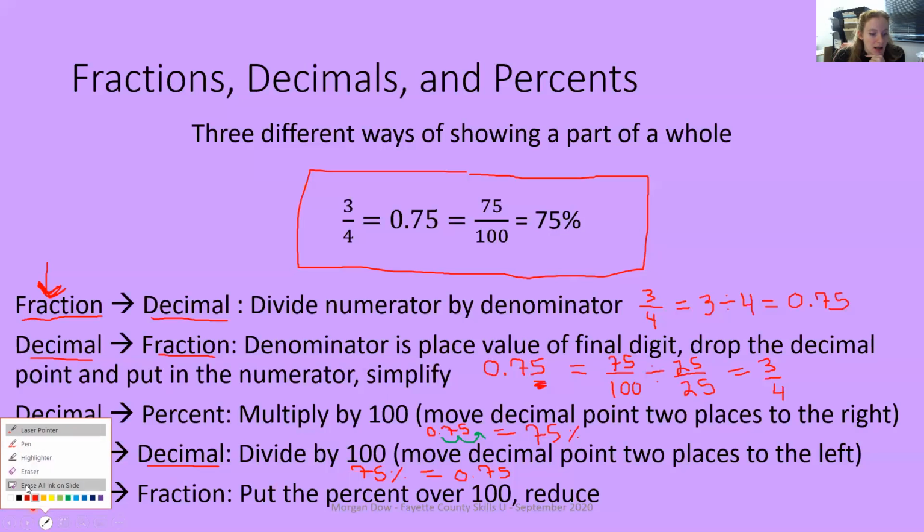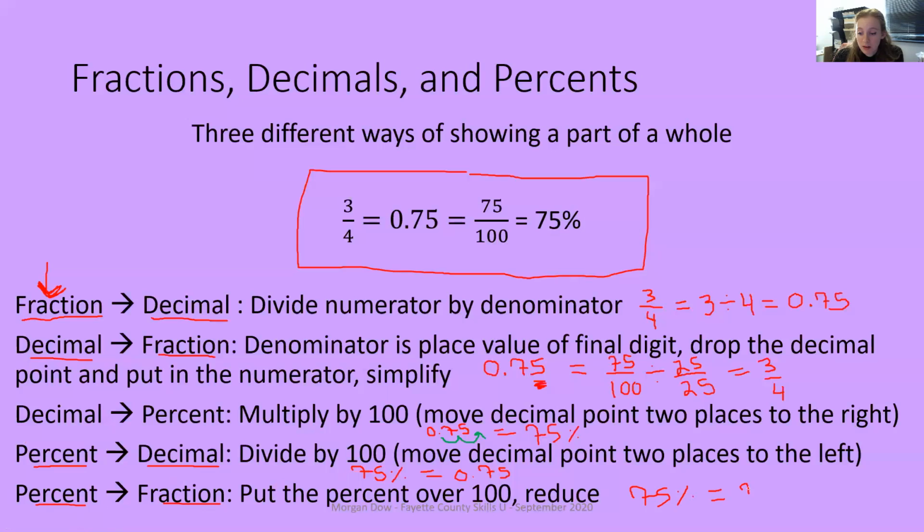Okay, and then last thing we're going to talk about is taking a percent and changing it into a fraction. We've already kind of touched on that. So 75% just literally means 75 per 100. And so I've made a fraction. So you take that percent and put it over 100 and then reduce or simplify your fraction as much as you can. We actually already reduced 75 over 100. We saw that it's equal to 3/4.